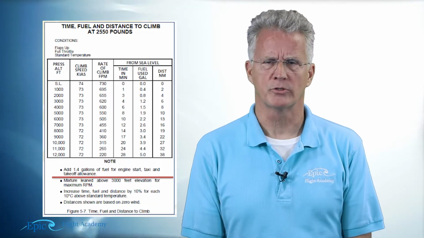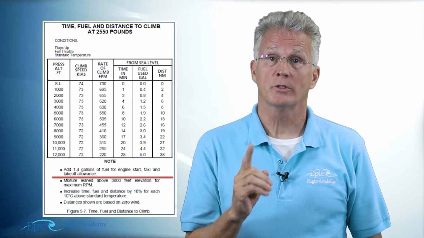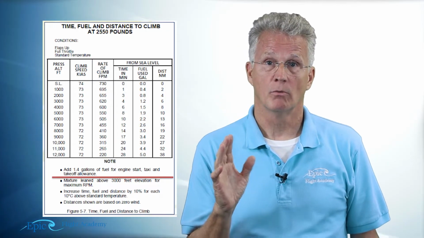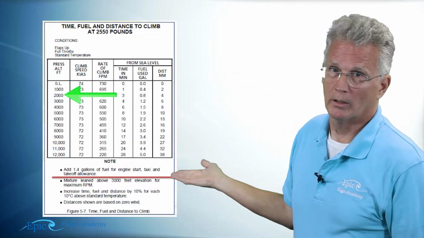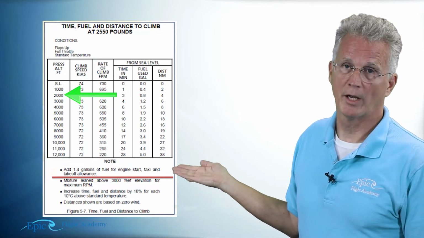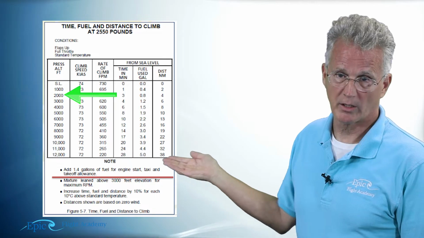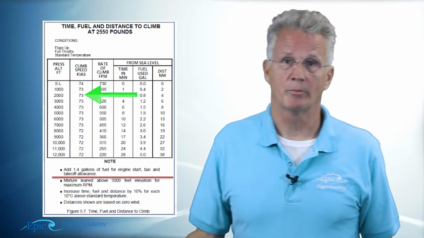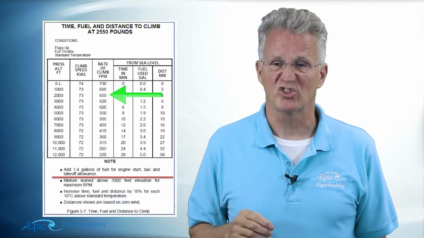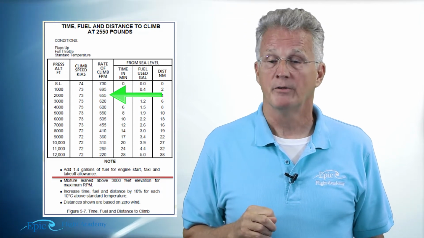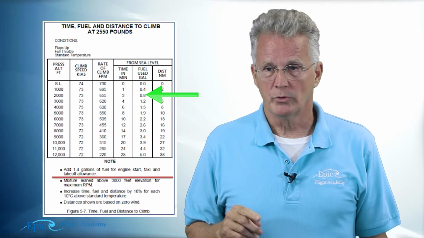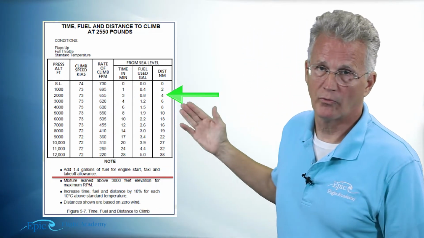Now, how do I use this chart? Well, I'm going to use it the same way. All I have to do is take a difference. What do we mean by that? All right, let's start at 2,000 feet because that's where my airport is. As I come horizontally, I can see I'm climbing at 73 knots. I can expect a climb rate of about 655 feet per minute. Time to climb about 3 minutes. Fuel used 0.8, and distance 4 nautical miles.